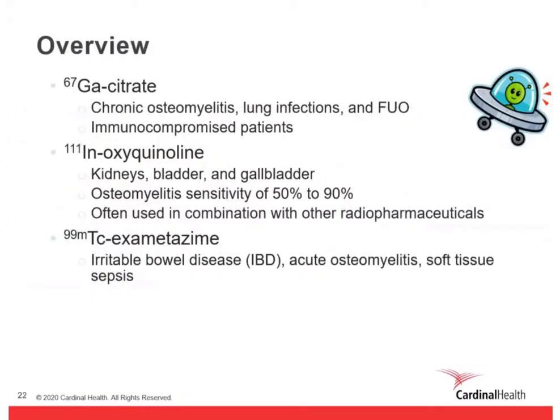So just a quick review of the agents. There's a really nice balance that exists in practice among these three options, and each agent has a specific niche. The decision of which agent to use often comes down to the suspected infectious state and possibly physician preference. So we see gallium-67 used more for the chronic disease states and fever of unknown origin. Indium-111, we tend to see more for the intra-abdominal images. And then finally, the technetium exametazime gets the nod for inflammatory bowel disease, osteomyelitis, and soft tissue sepsis.